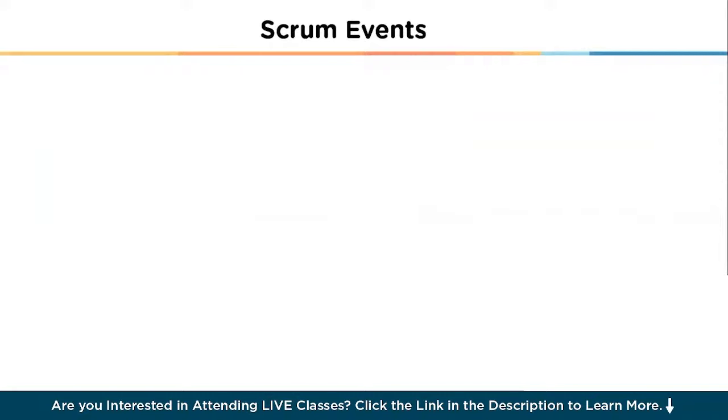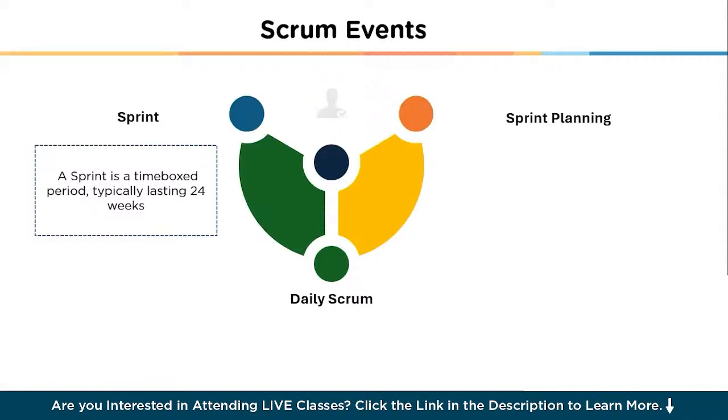Now let us move on and discuss some of the Scrum events. The first one that we have here is sprint. A sprint is a time-boxed period typically lasting 2-4 weeks, during which the team works to create a product increment. The fixed duration of the sprint provides a regular rhythm for the team, promoting consistent delivery and continuous improvement. Each sprint begins with a sprint planning and ends with a sprint review and sprint retrospective.